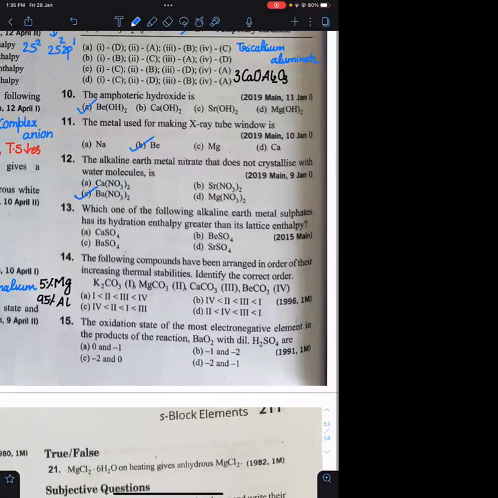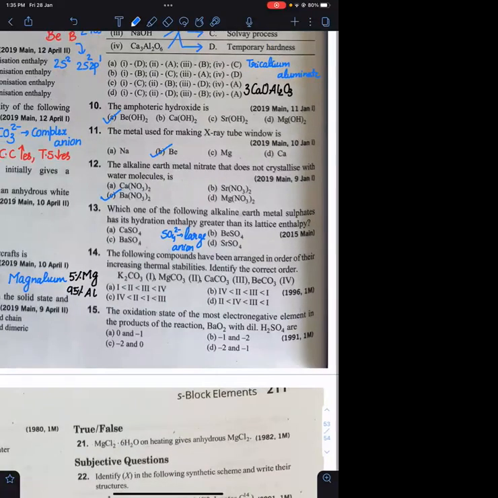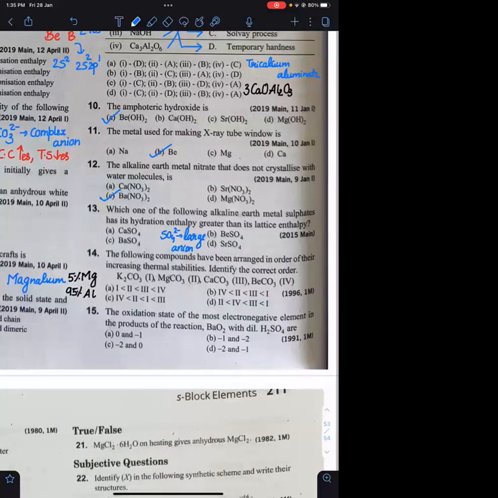The only exception is in case of oxalate. But this is sulfate. If you are having a larger anion, SO4 2-, it is a large anion, everyone. If it is a large anion, down the group, what happens to lattice energy? It will be decreasing at a slower rate. What is the reason for that? Because of achievement of packing efficiency.